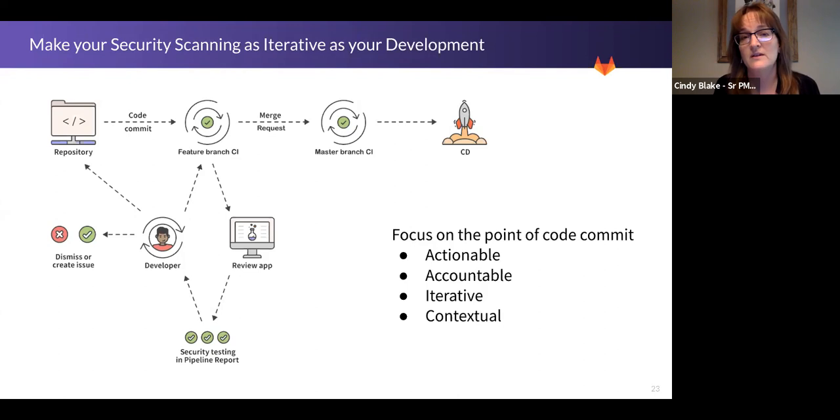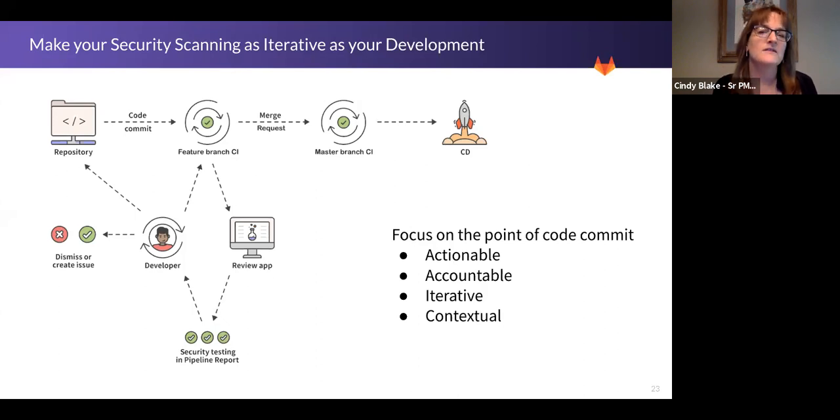It could also be that there's a compensating control, that I'm not testing my input because I just did that in another place. Probably not the best practice, maybe not the best example, but that might be a reason why a developer would feel that they could dismiss this vulnerability. And so what happens then is security can come along and deal with the exceptions.